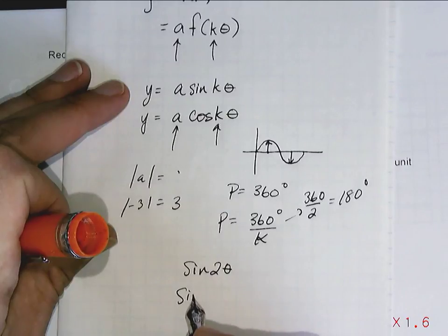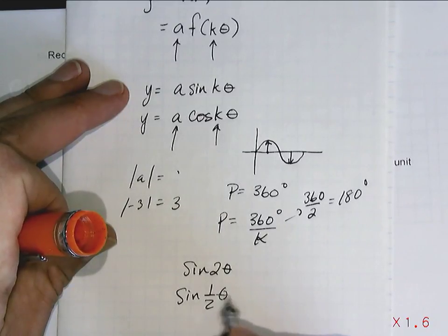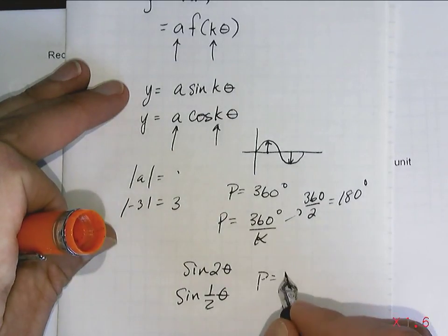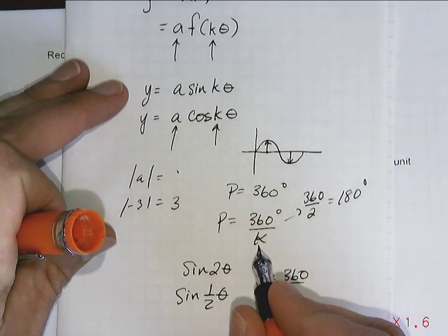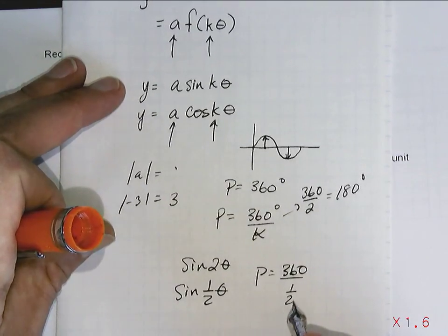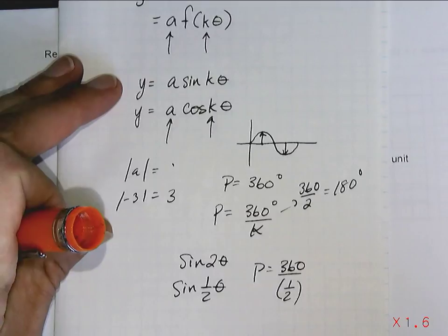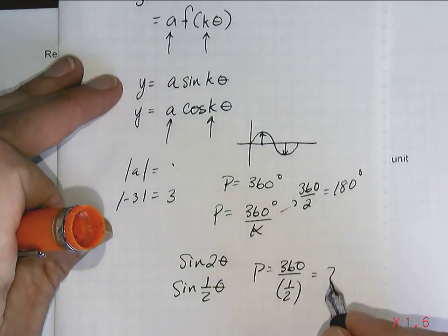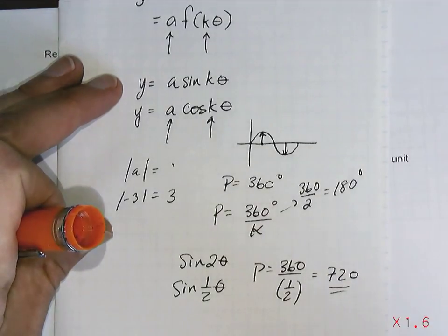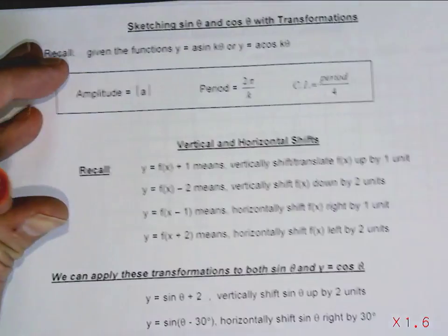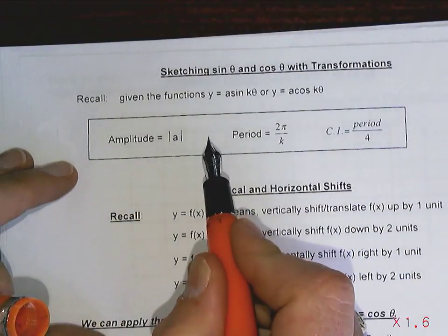If we had sine 1 half theta, then our period would be 360 divided by k. The k is 1 half. Invert and multiply, as we've done several times, we get 720. That means it's a horizontal stretch. Welcome, ladies and gentlemen. We're right here. So we figured this out.